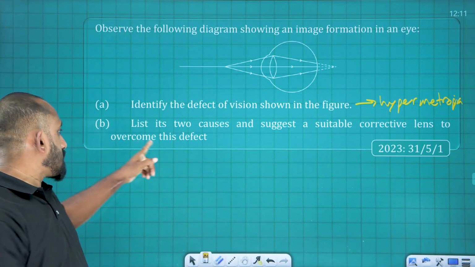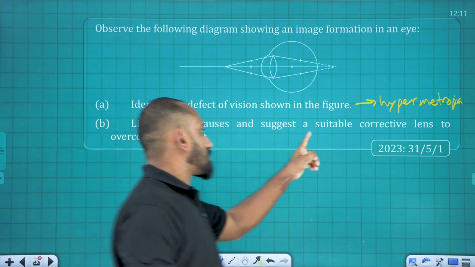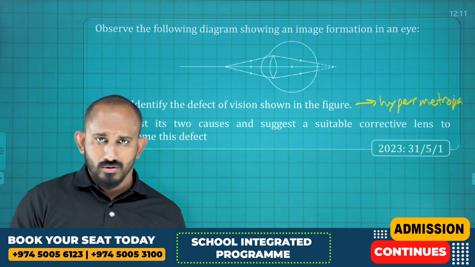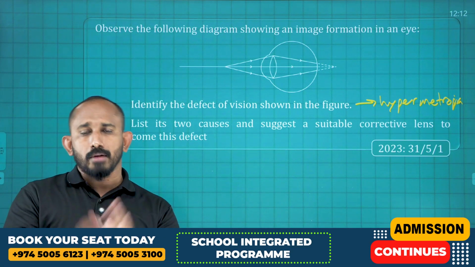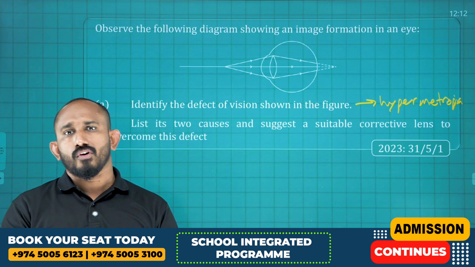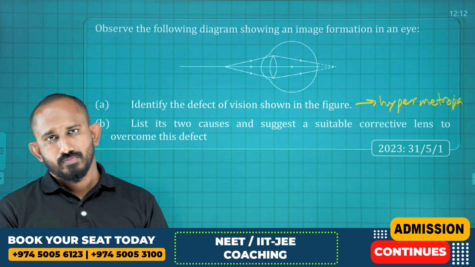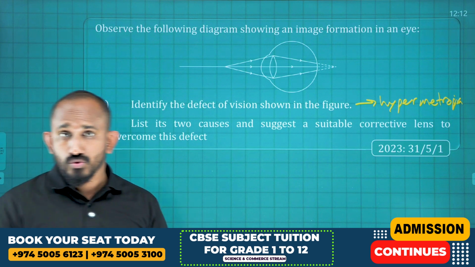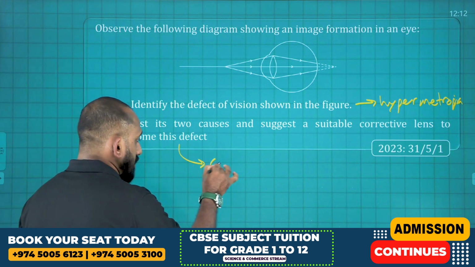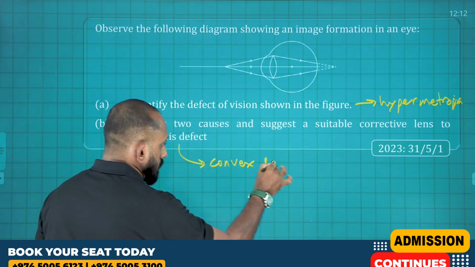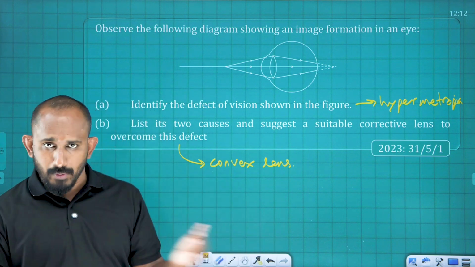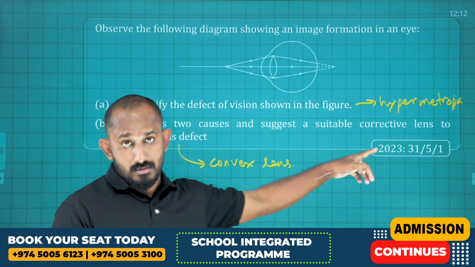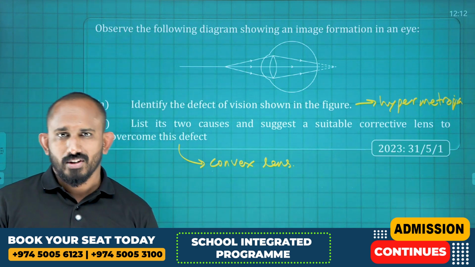So here, the second part: list its two causes and suggest a suitable corrective lens to overcome this defect. So the two causes we've done. It is shortening of the eyeball or increase in focal length of the eye lens. Then how to overcome this defect? We can use which one? A convex lens. We explained in the previous slide, so I hope you can refer to it. It's repeated in another region, hence we collected this question here.